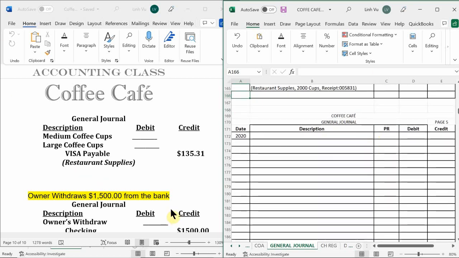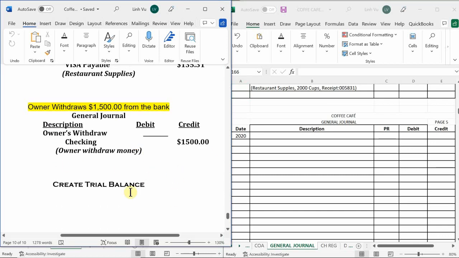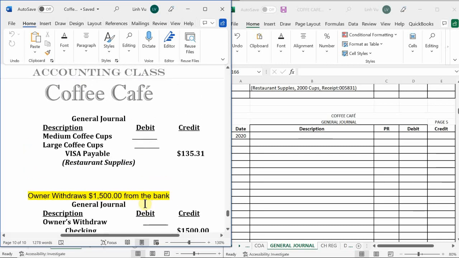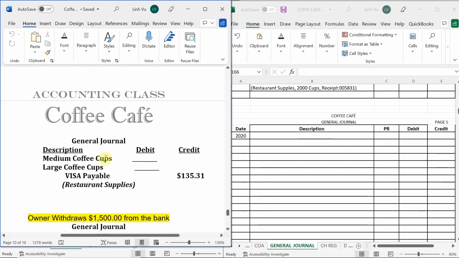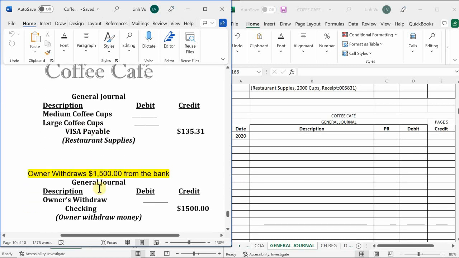And let's continue on. So after we record this last transaction, we're going to go ahead and prepare our trial balance to ensure that when we were doing our accounting, we didn't make any mistakes along the way. All right, so here you go. The owner on the 14th, right? Since we already recorded the coffees, right? Last thing that we have here is the owner ended up withdrawing $1,500 from the bank.